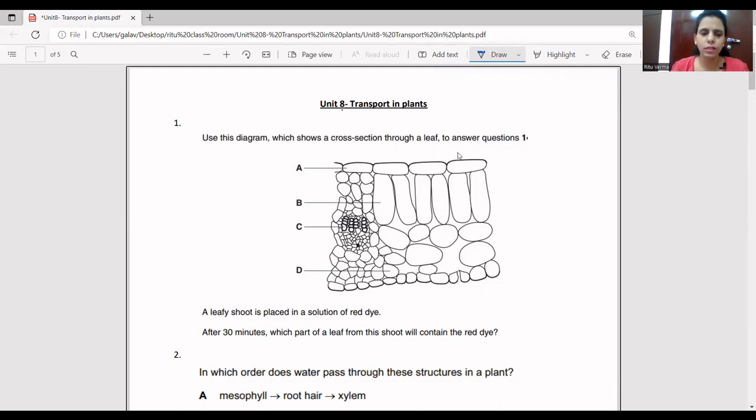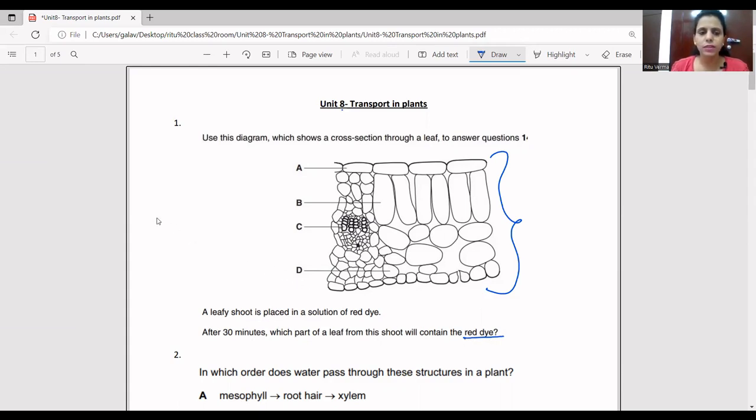Okay, this diagram is given and we know that this diagram is actually the cross section of a leaf. A leafy shoot is placed in a solution of dye, red color dye, and after 30 minutes, which part of the leaf from the shoot will contain the red dye?